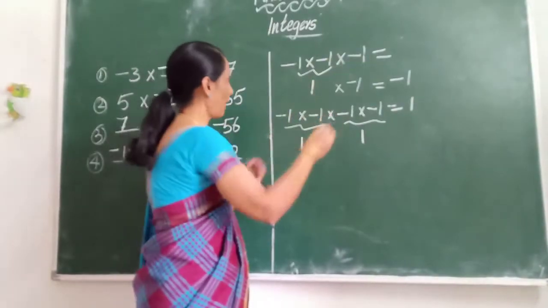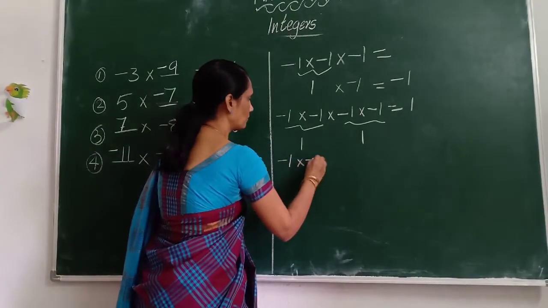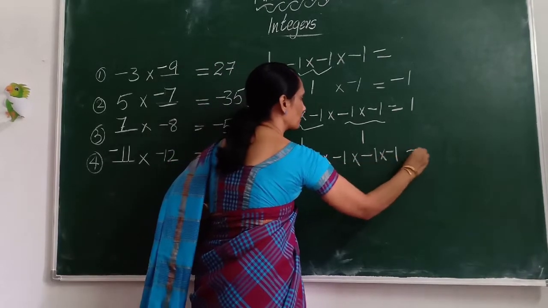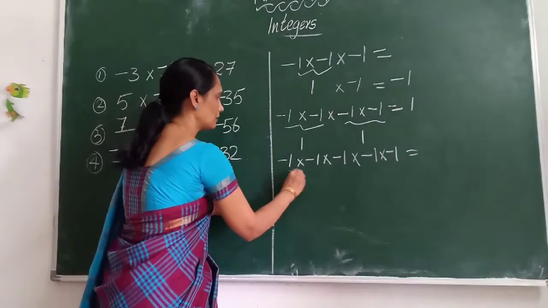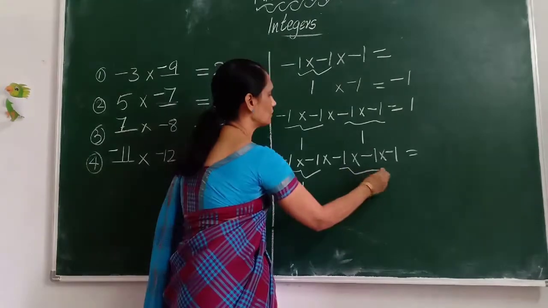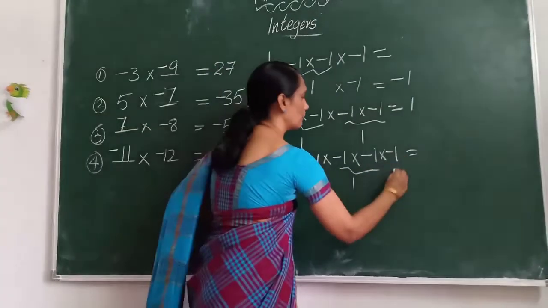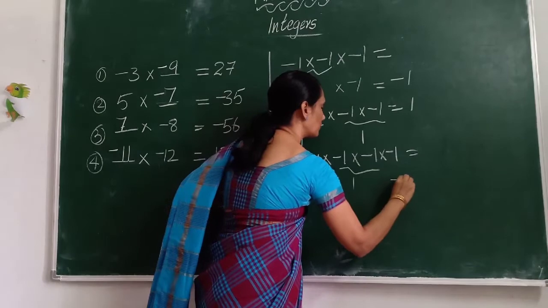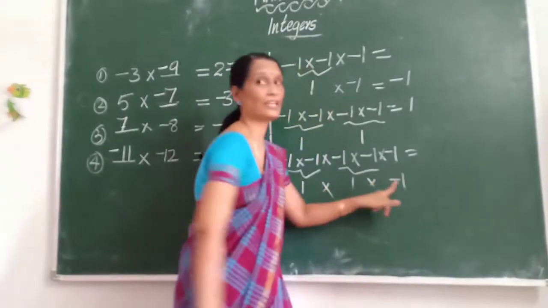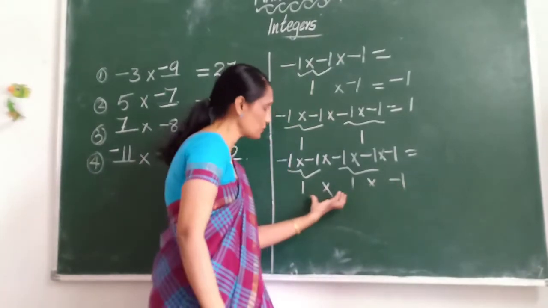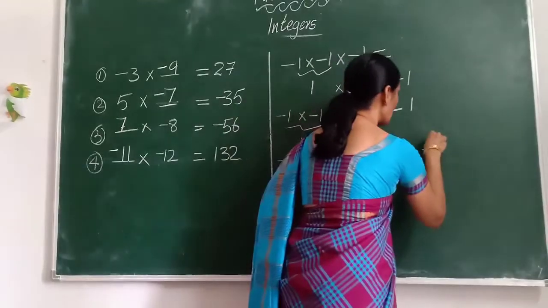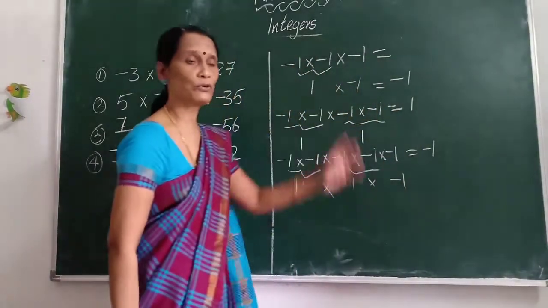Okay, now let us take 5 numbers. Minus 1 into minus 1 into minus 1 into minus 1 into minus 1. What may be the answer, can you say? This one, minus 1 into minus 1, positive. Again, this one into this one, positive. Again, minus 1 is there. 1 into 1, into again negative 1. What are we getting? This is positive. Positive into negative, that is negative. So what is the answer? Negative 1.